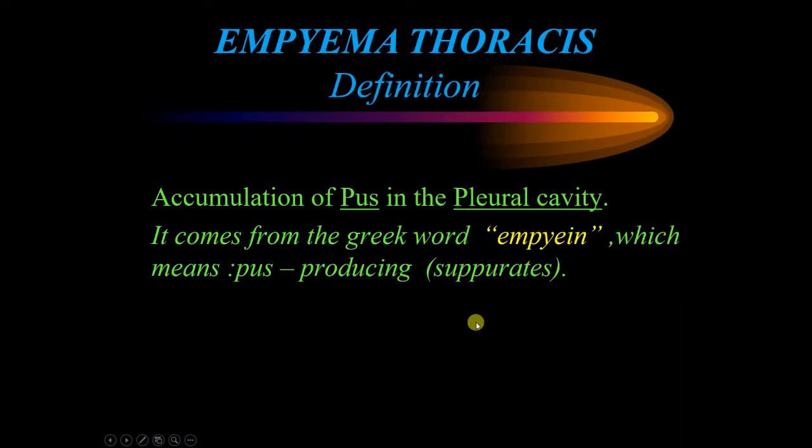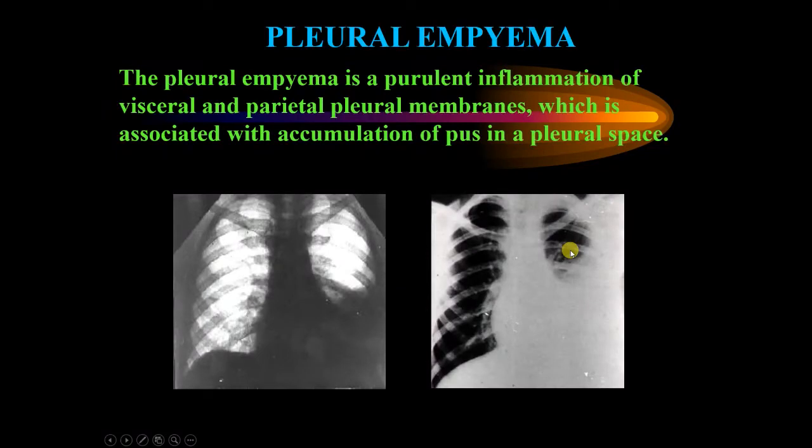The next condition is thoracic empyema. It's an accumulation of pus in the pleural cavity. It comes from the Greek word empyein, which means pus production. Pleural empyema is a purulent inflammation of the visceral and parietal pleural membrane, which is associated with accumulation of pus in the pleural space. Here you can see the accumulation of pus with a not clear shadow, and the same situation you can have here.